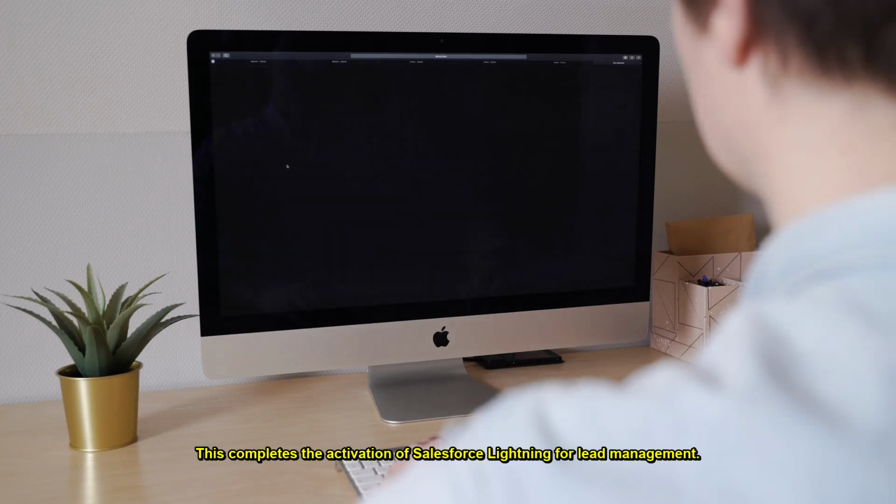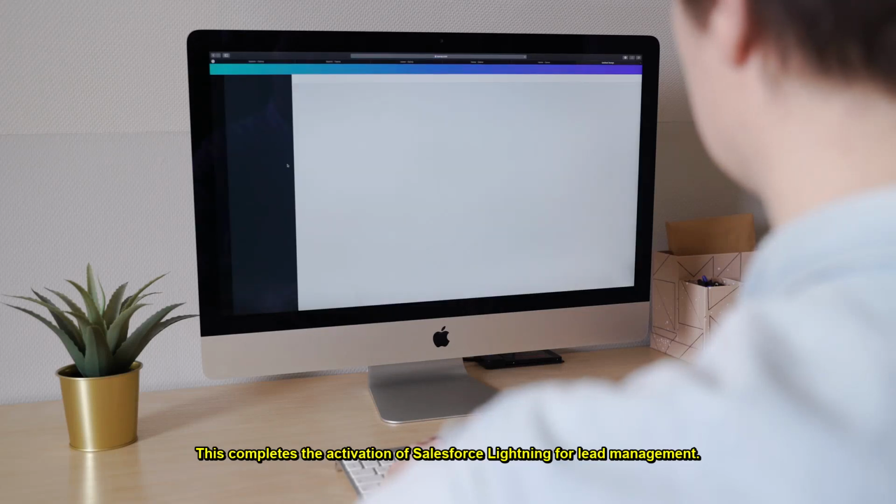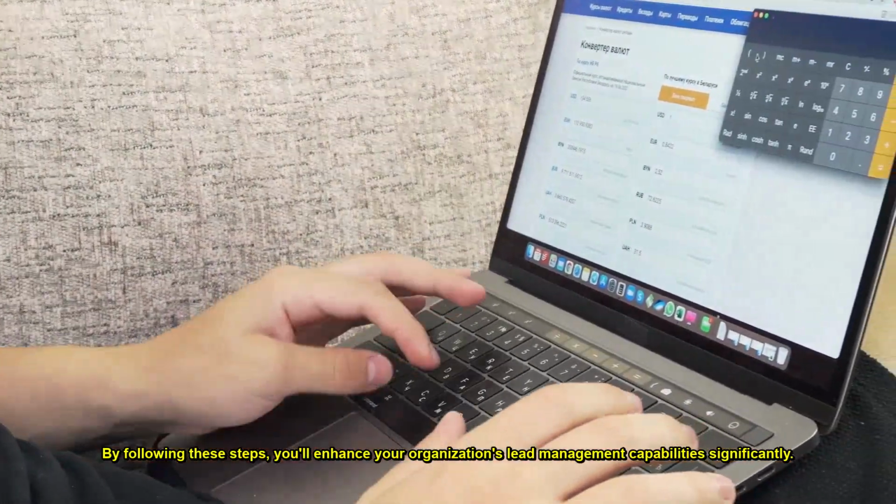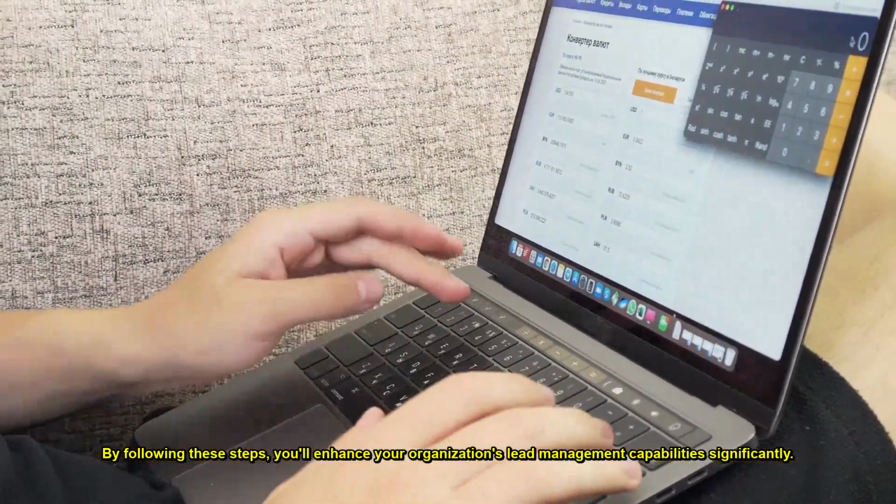This completes the activation of Salesforce Lightning for lead management. By following these steps, you'll enhance your organization's lead management capabilities significantly.